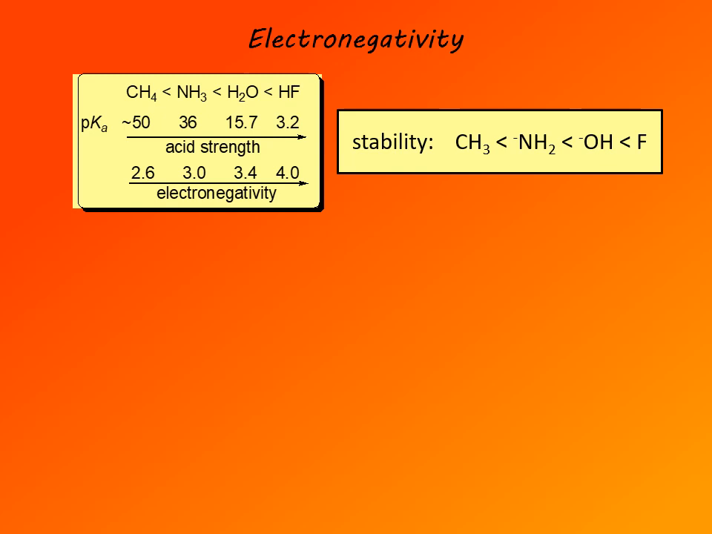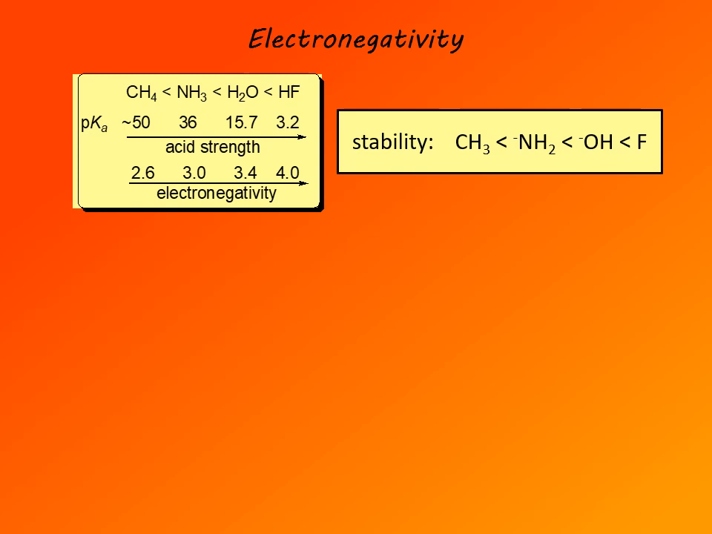Then hydroxide anion. Hydroxide is still a strong base, but not nearly as strong as amide. And of course, strong means unstable. So the more unstable it is, the stronger base it is. The more stable it is, the weaker base. And finally, we have fluoride anion, a very stable species. That's because fluoride is highly electronegative, and so it can tolerate negative charge and free electrons. So it's a relatively weak base and has low tendency to accept a proton.